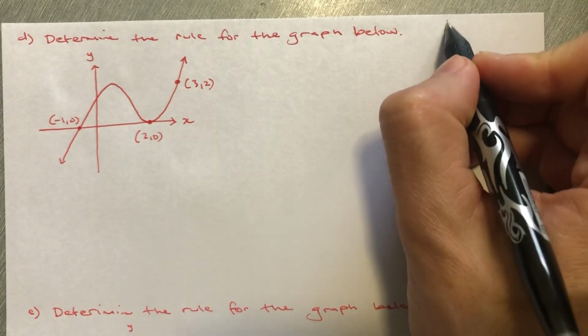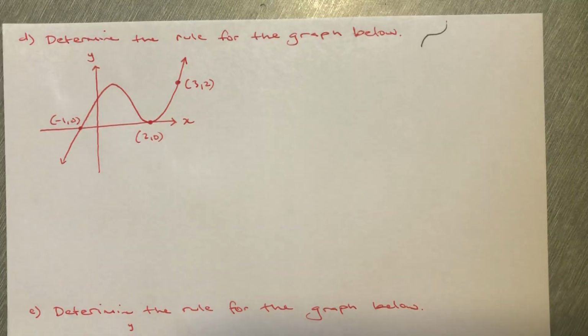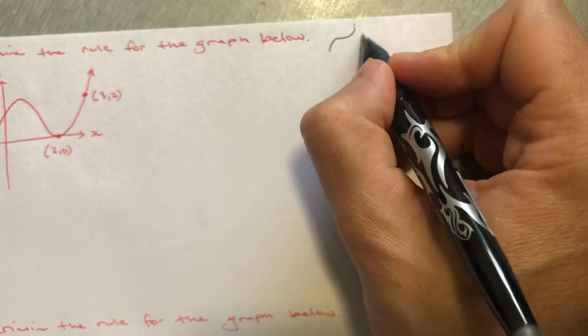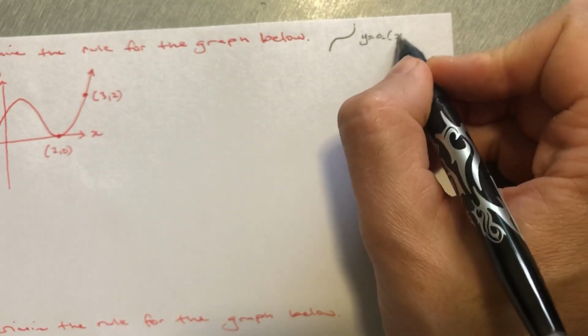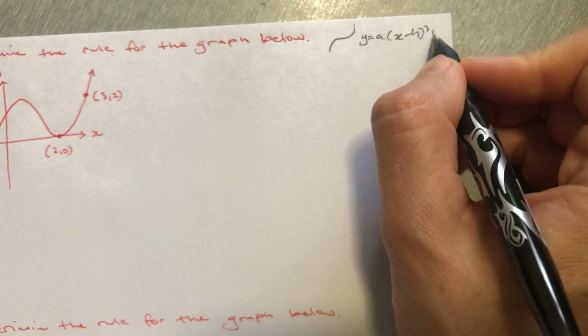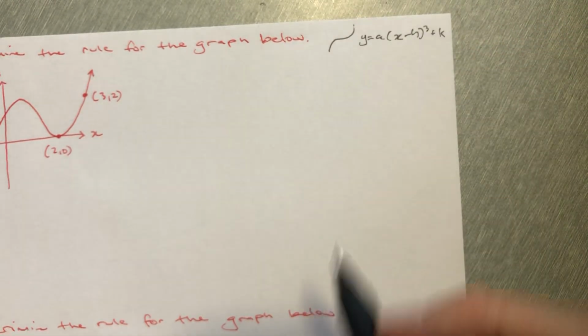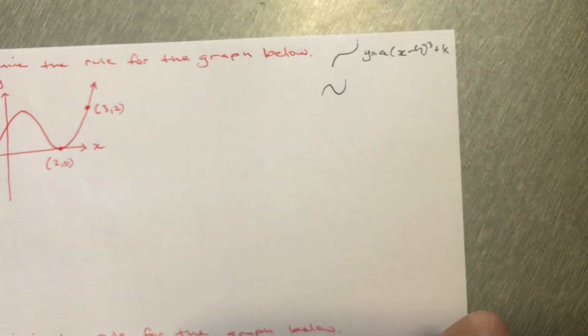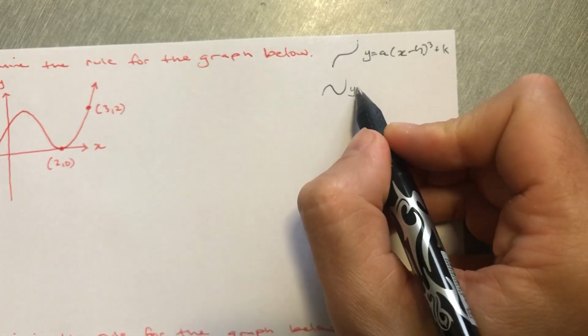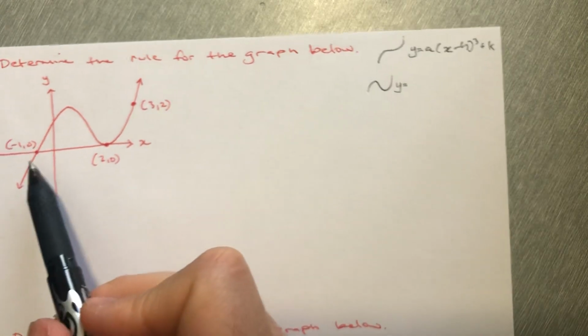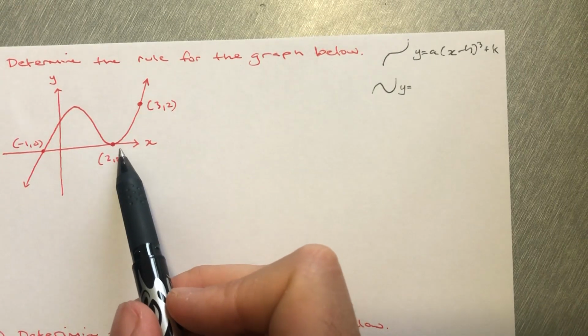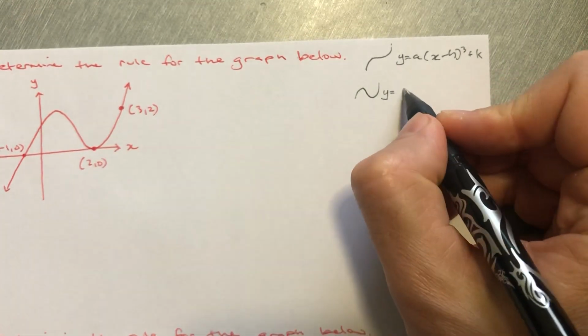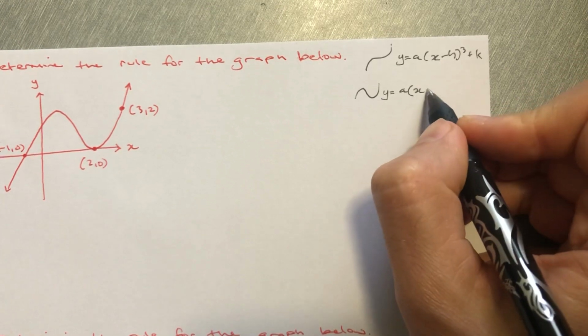but it isn't in our point of inflection form. So our point of inflection form is like that. If it was like that, we'd have to use this rule. But it isn't. It looks more like this, doesn't it? So if it's like that, that means we're going to have to use that other factorized rule because they've told us what the x-intercepts are, haven't they? So it's more so going to be like this.